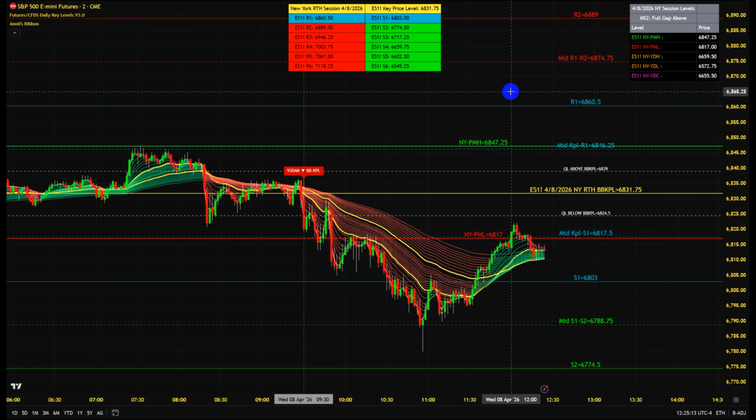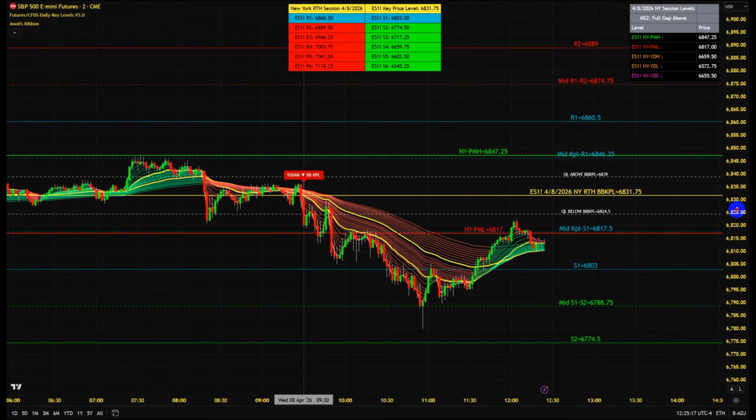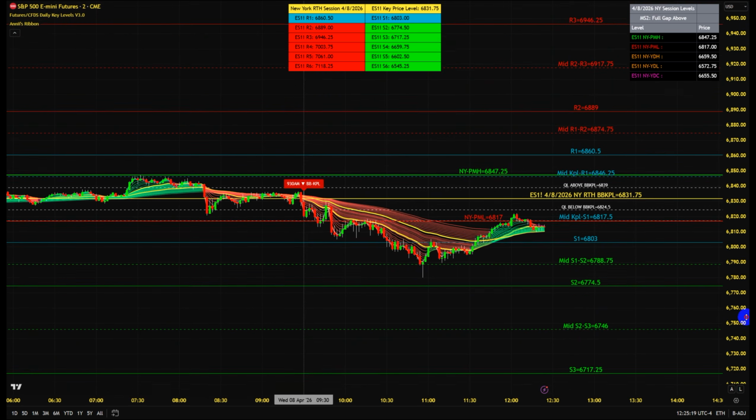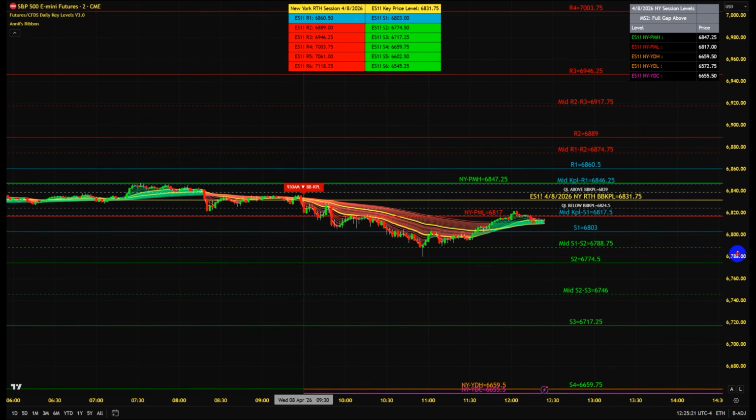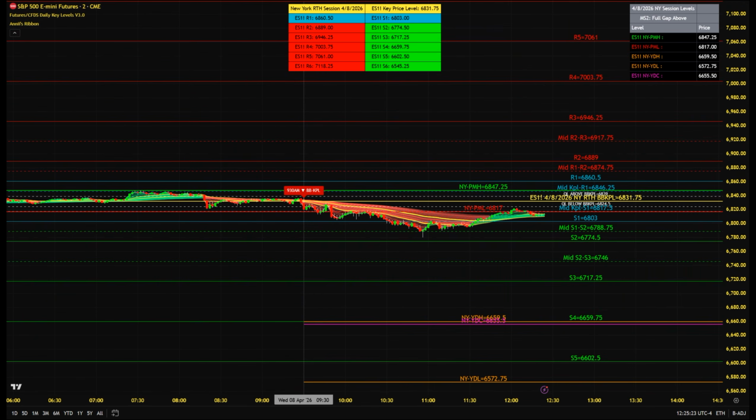Okay, so as you can see in today's session, we had a massive gap up from yesterday based on the ceasefire that is currently in effect for the time being in the Iran war. So we had a gap up of approximately 175 points or so from yesterday's RTH session close.